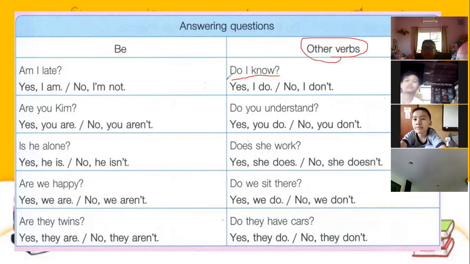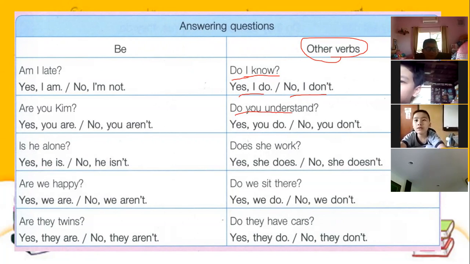Okay, so now with other verbs, like here they are asking, do I know? So know, that's the verb, right? Other verb. And I, it's a subject, right? So if the sentence is positive, affirmative, it will be, yes, I do. Negative will be, no, I don't. And another sentence, do you understand?